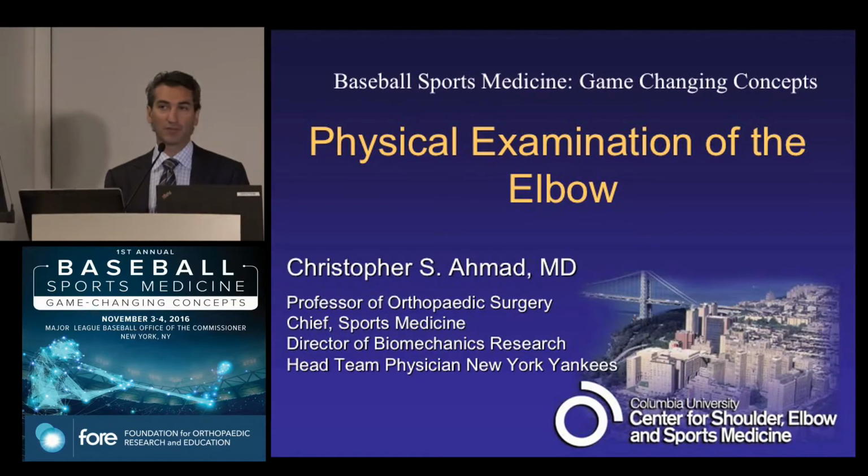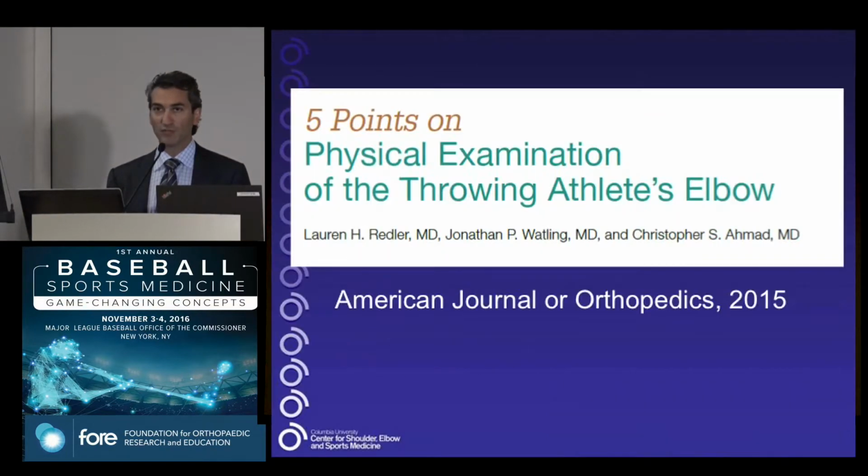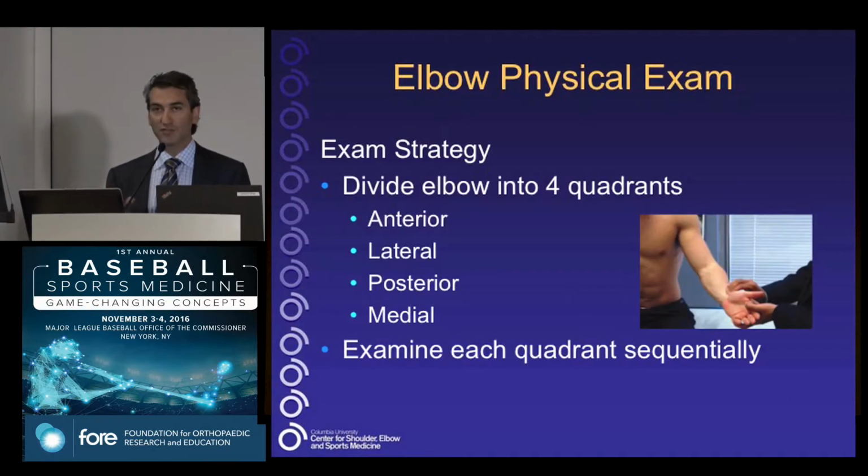Physical exam of the elbow is similar to the shoulder in that there are features of the elbow on MRI that are abnormal but may not be the patient's or the player's problem. And there are also things that don't get picked up on the MRI. So exam is extremely important. Here's a reference for you if you want to look at this in more detail. And this is the strategy. Everybody can develop their own strategy, so this is just one.